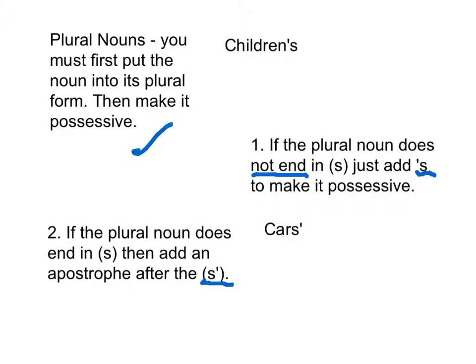So there you have our 2 rules on plural nouns. Number 1, if the plural noun does not end in S, just add an apostrophe S to make it possessive. If the plural noun does end in an S, as cars do, just simply add an apostrophe after the S. If you can remember those 2 rules with plural nouns, then possessives is very, very simple.